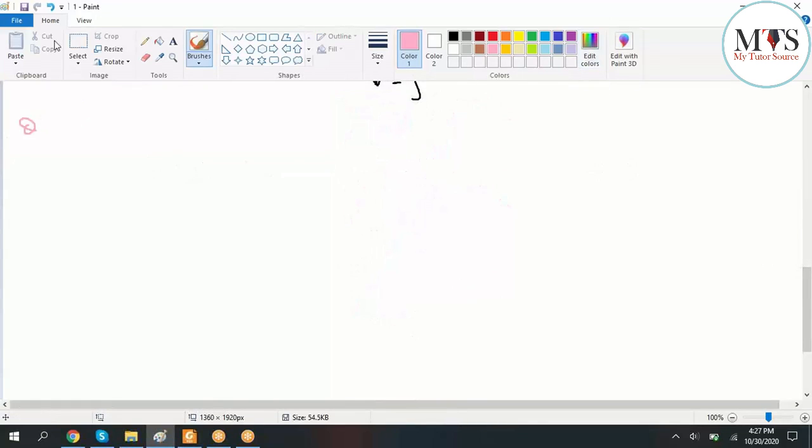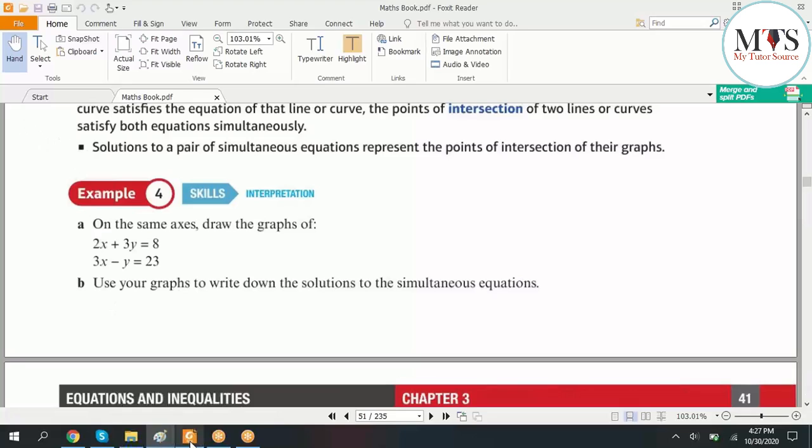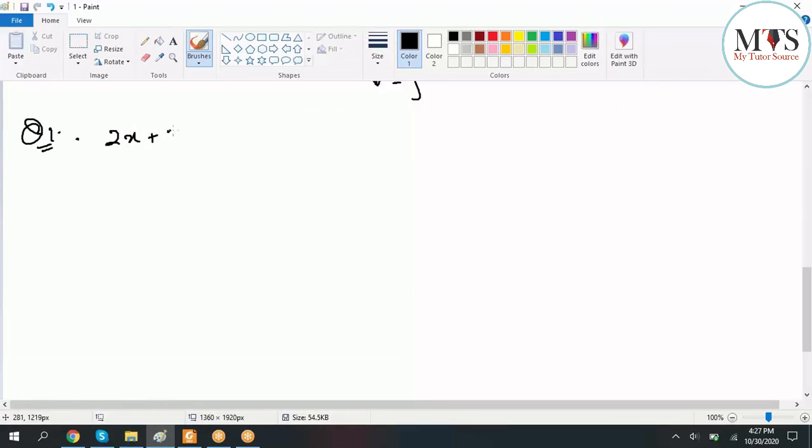So now I want you to sketch the graph for 2x plus 3y equals 8 and 3x minus y equals 23. Okay, Jefferson, how would we sketch the graph for this set of simultaneous equations? Find the y-intercept and x-intercept of both equations. How do we do that? Substitute 0 into x to get y, or 0 into y to get x. And we have to do that for both equations.